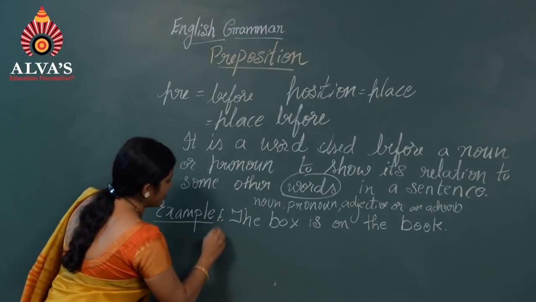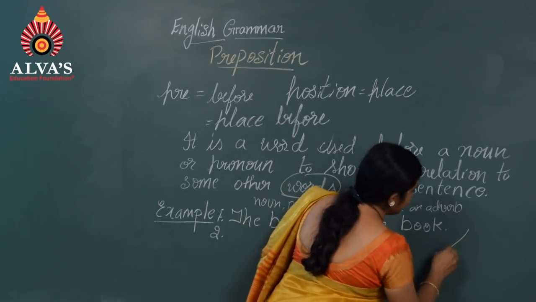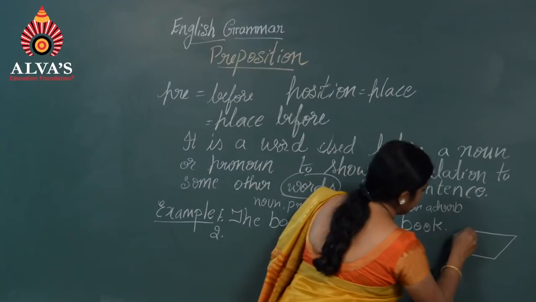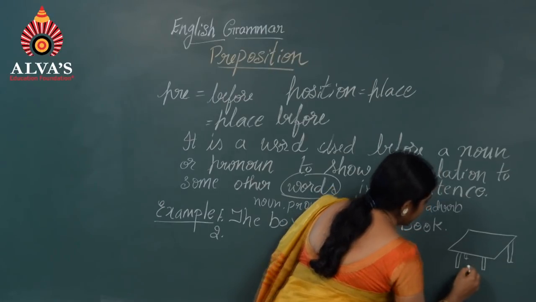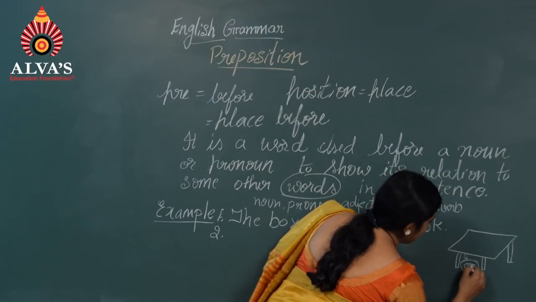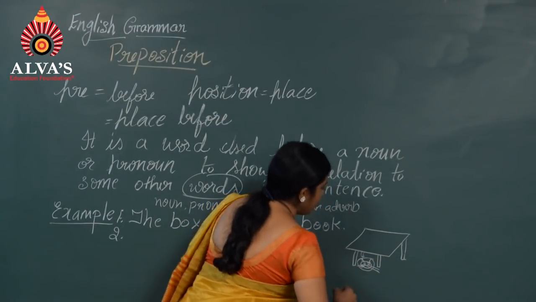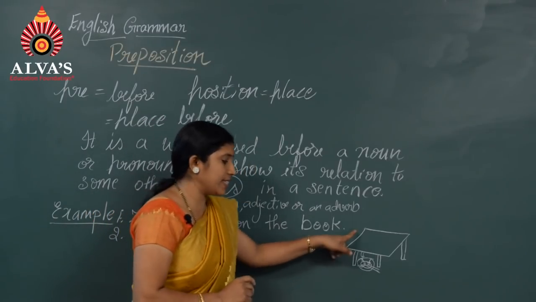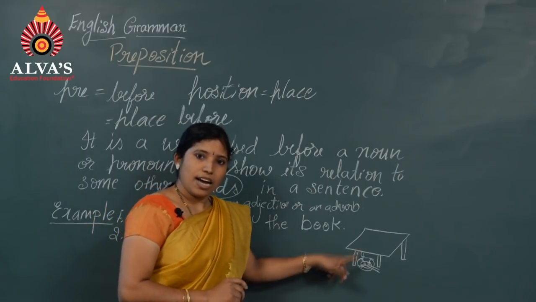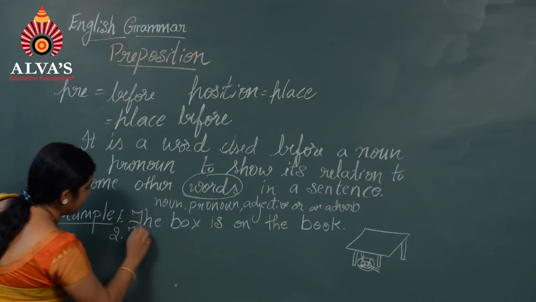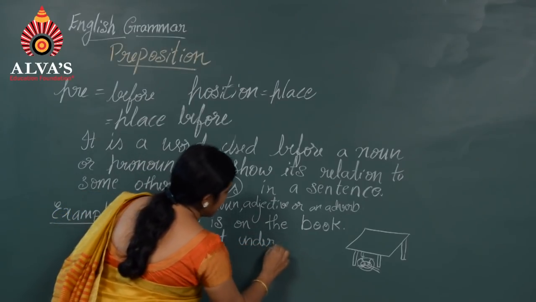Next, number 2. Now I'll draw a picture. You have to identify what that is. This is a pet animal. Already you have identified there is a table and there is a cat. So what sentence can you frame? The cat sat under the table.